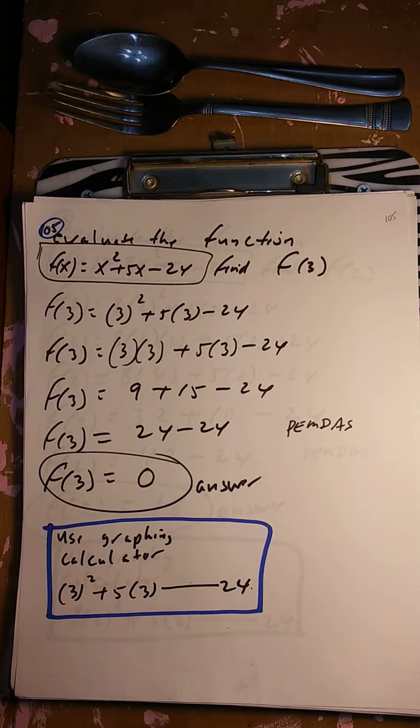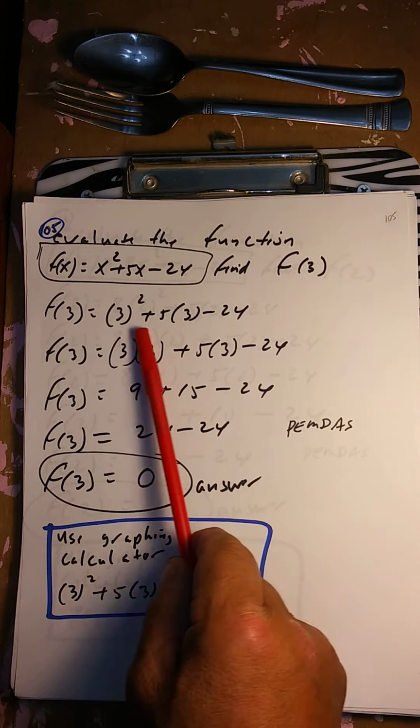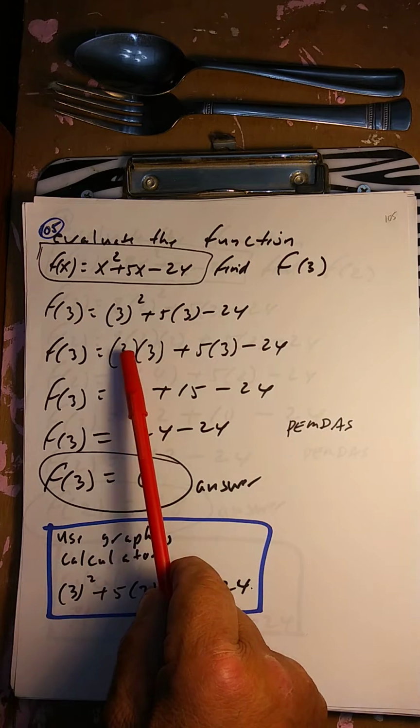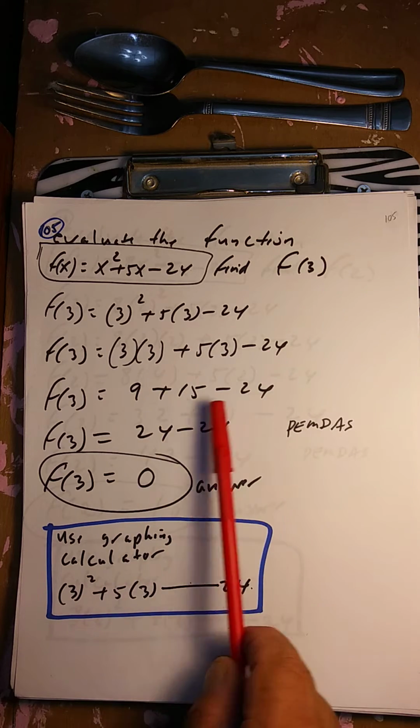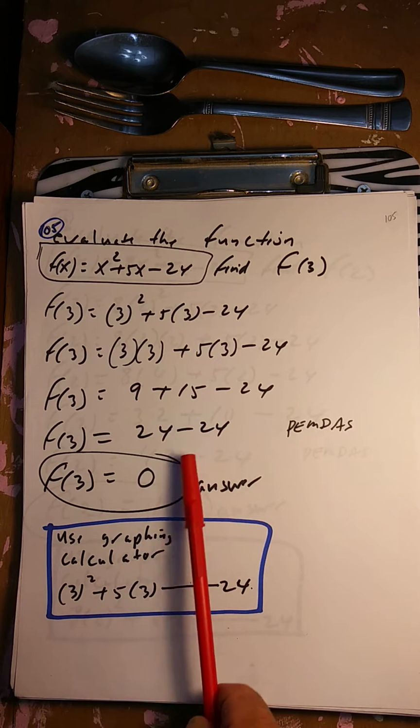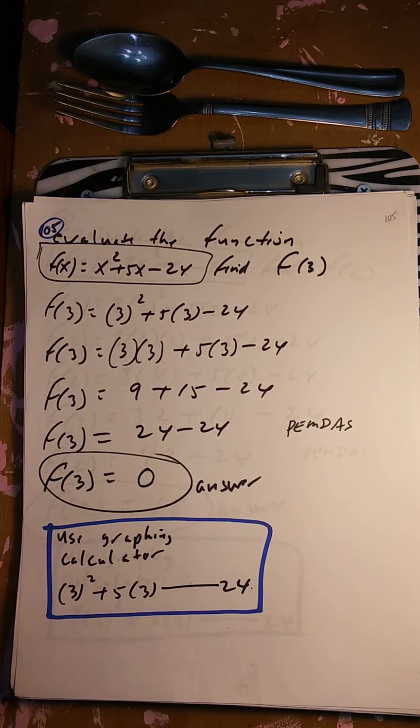Evaluate the function. Alright, that's fine. Put it in there for 3. Put 3 there, put 3 there. 3 squared means 3 times 3. 5 times 3, copy it. It's going to be 9 plus 15 minus 24. 9 and 15 is 24. Minus 24 is a 0.